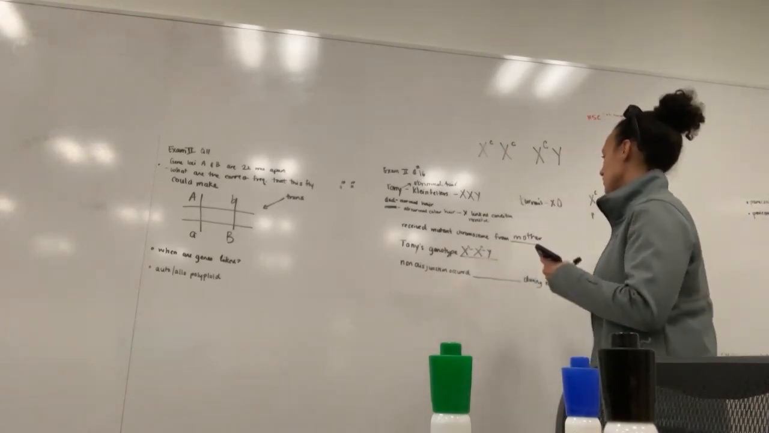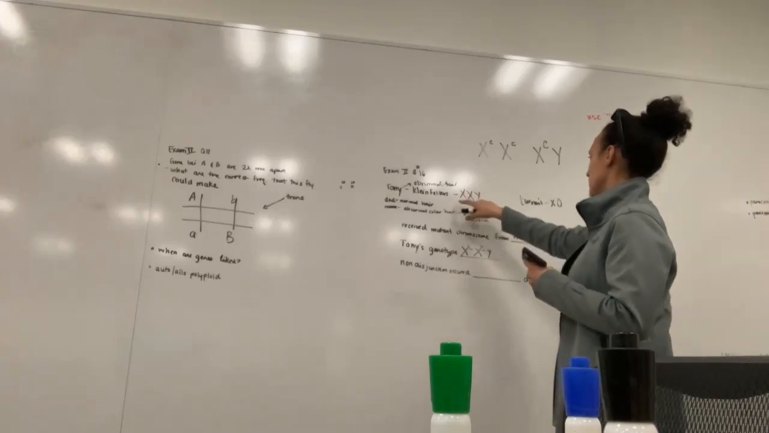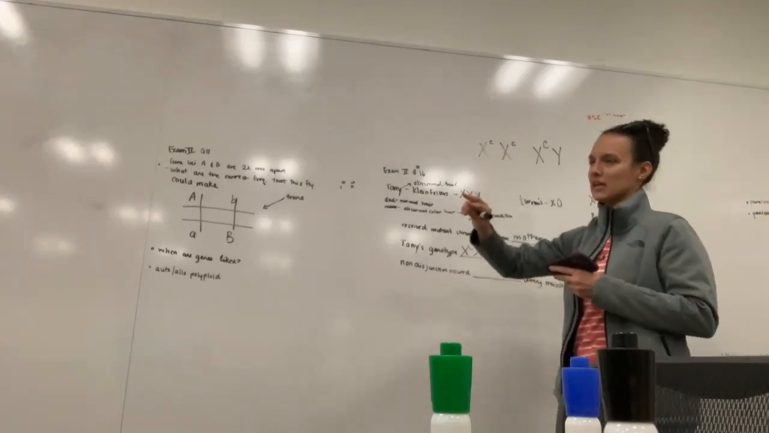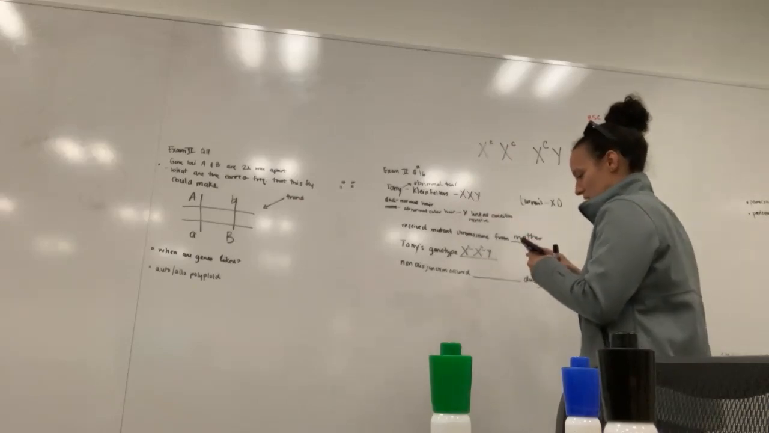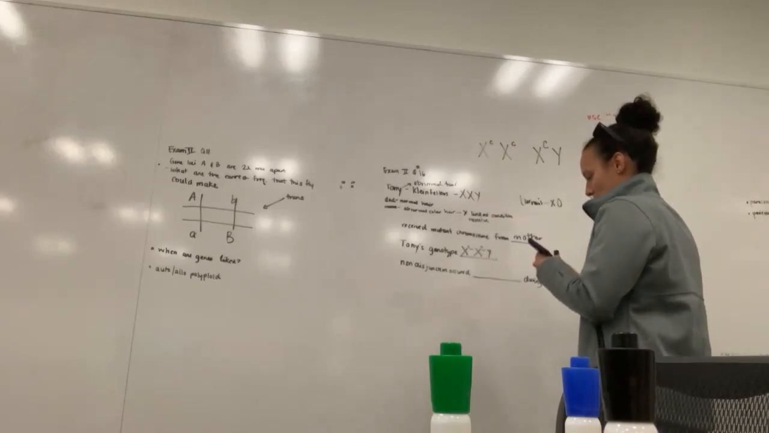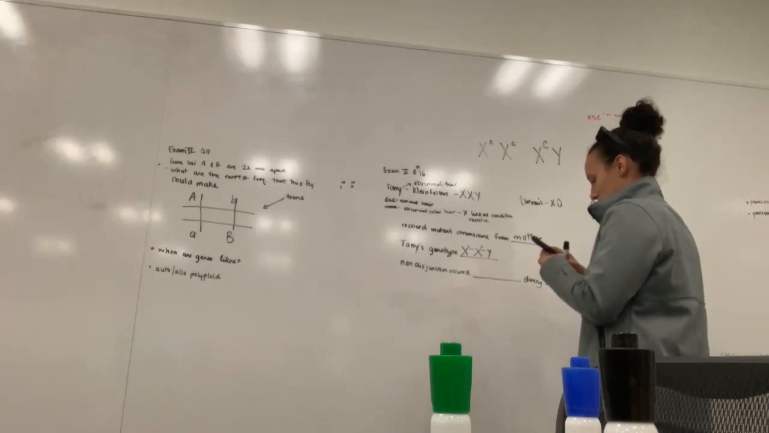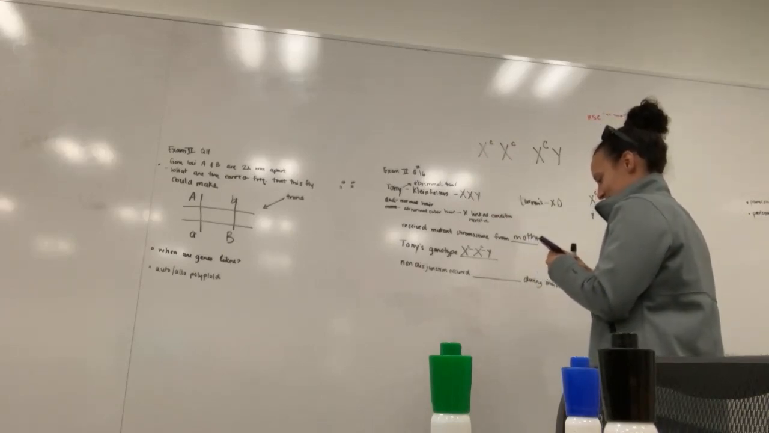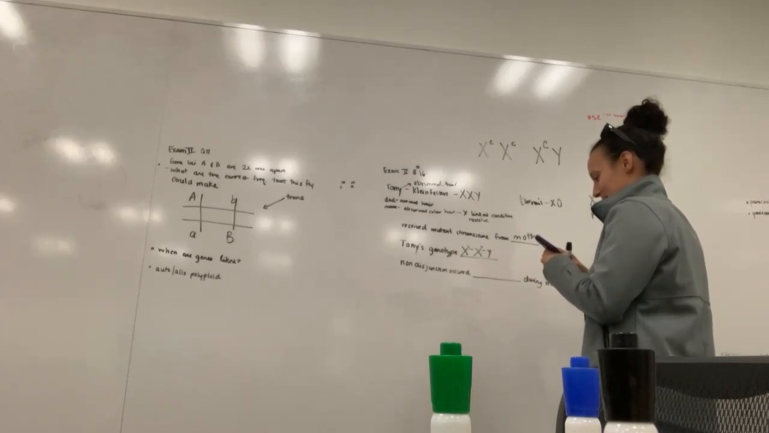Klinefelter syndrome is like duplicate X's, so it's going to be XXY. So my thought process when I think through, oh, I got this one wrong. Yeah. Okay.